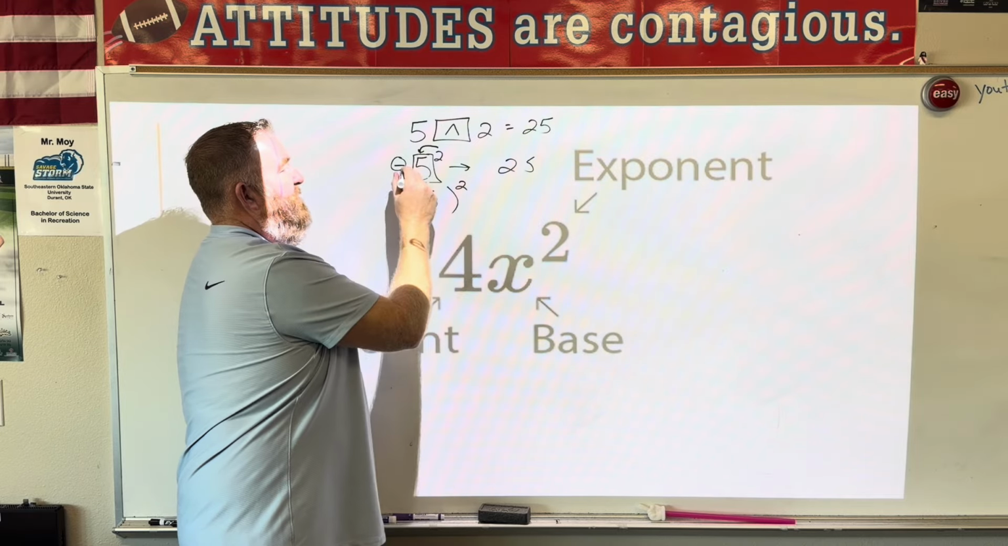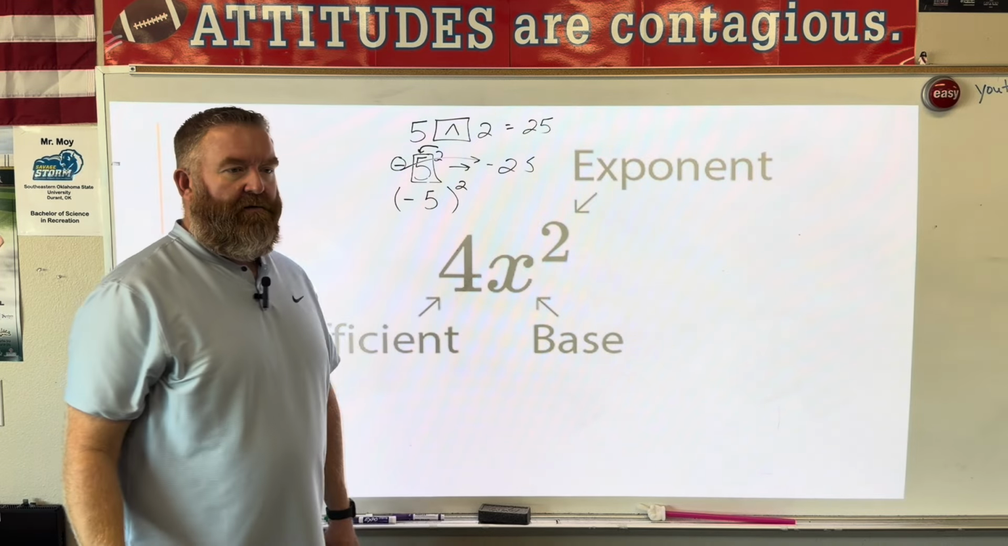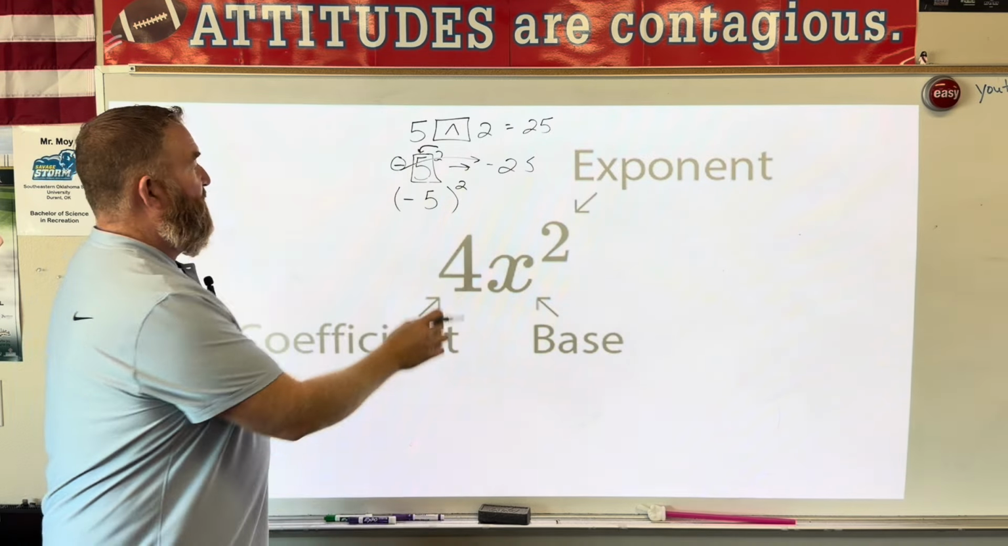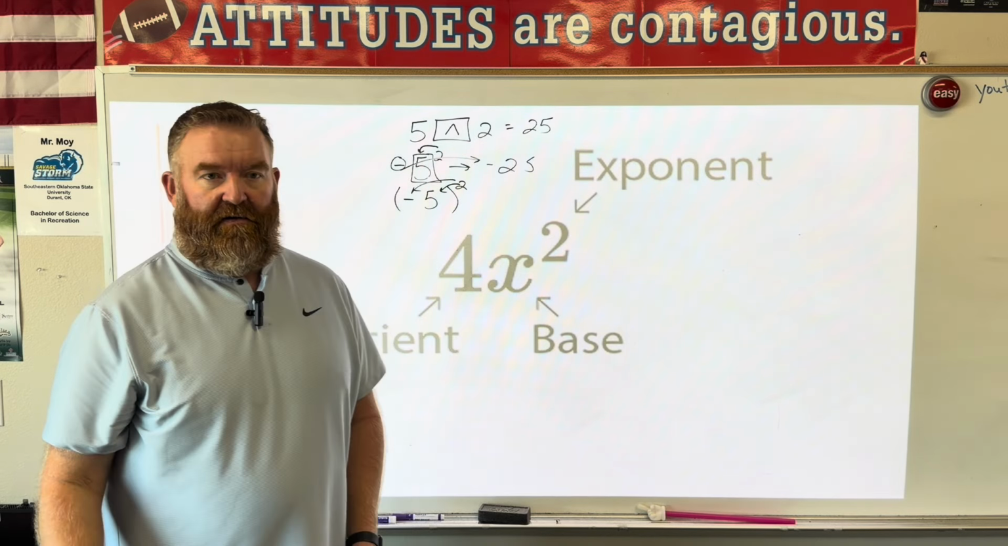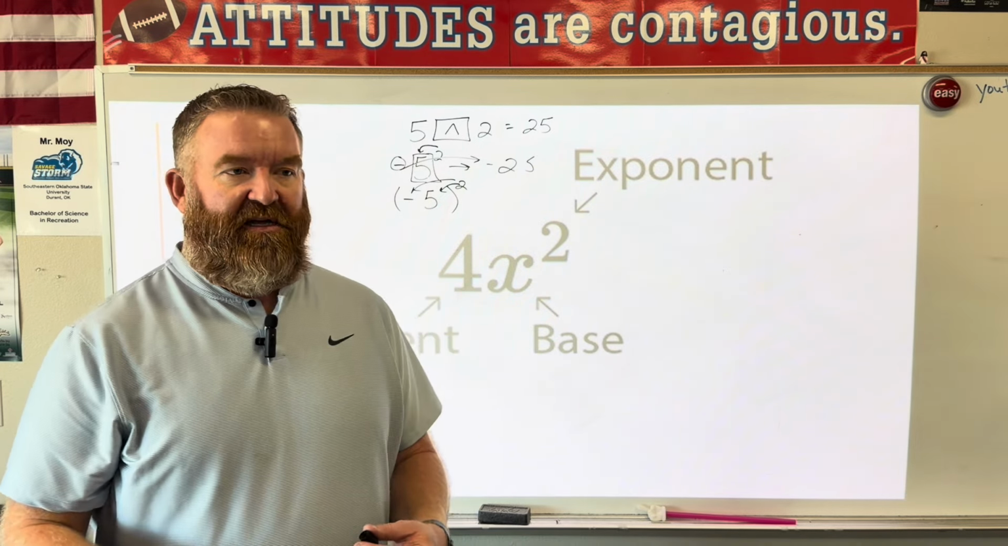So what do I do with that negative? Put it on the front. We didn't square the negative. But if we put it in parentheses, we square everything on the inside, including the negative. Does that make sense? Please be aware of that.